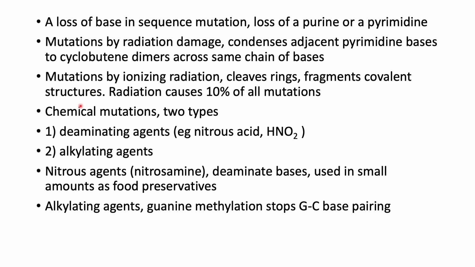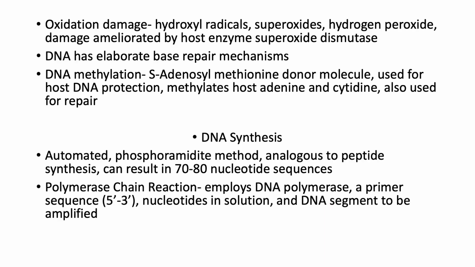For chemical mutations, there are two broad types. There are deaminating agents such as nitric acid and nitric oxide. You can have alkylating agents where, for example, nitrosamine, which deaminates bases, is used as a food preservative in small amounts. And you can have alkylating agents where guanine methylation blocks one of the base pairs in cytosine base pairing.